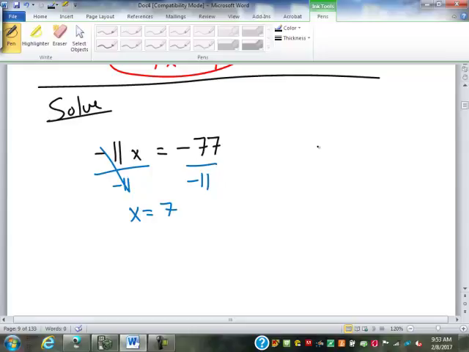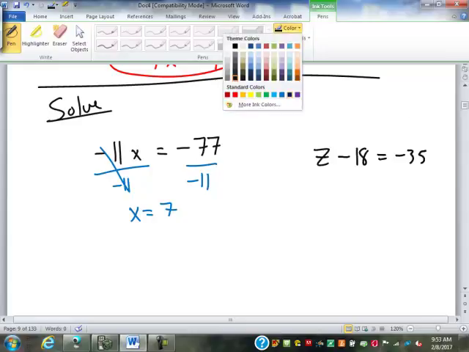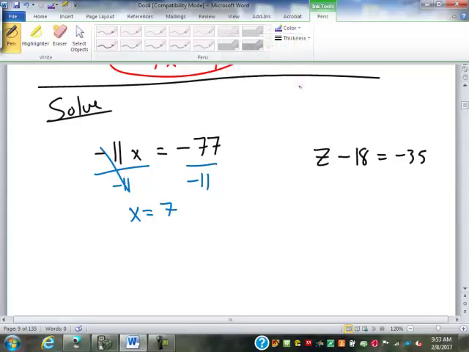Or we might have z minus 18 equals negative 35. What are we going to do there? We're going to add 18. So z equals negative 35 plus 18. It's negative 17. Perfect.